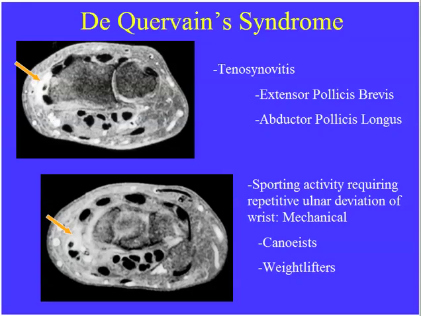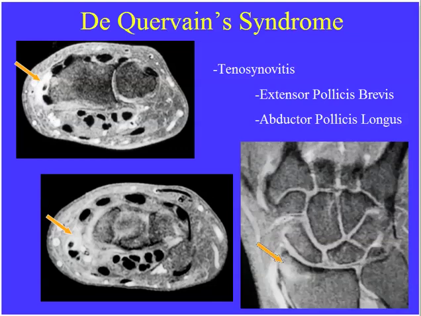De Quervain syndrome involves the extensor pollicis brevis and abductor pollicis longus. We'll see high signal surrounding those, and we may even see some high signal reactive marrow edema within the adjacent radial styloid. So, De Quervain syndrome.